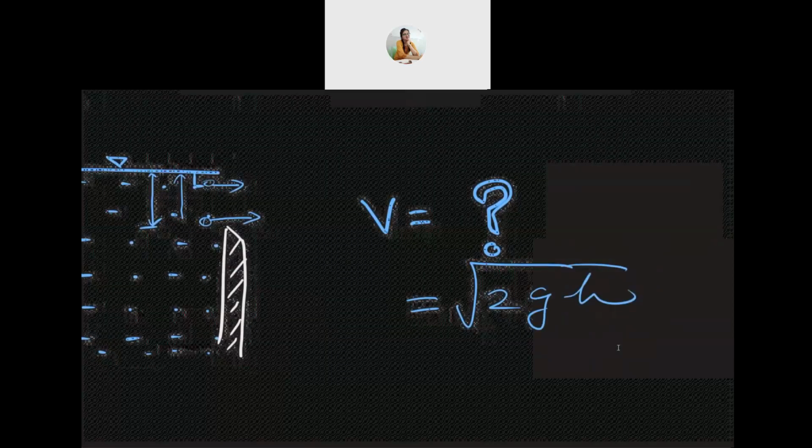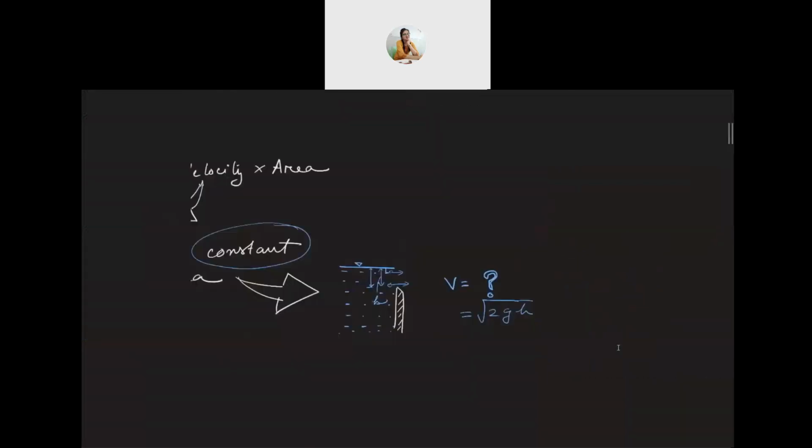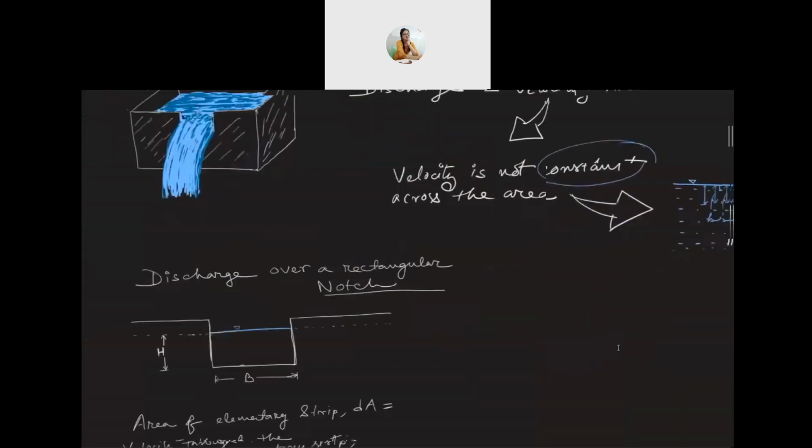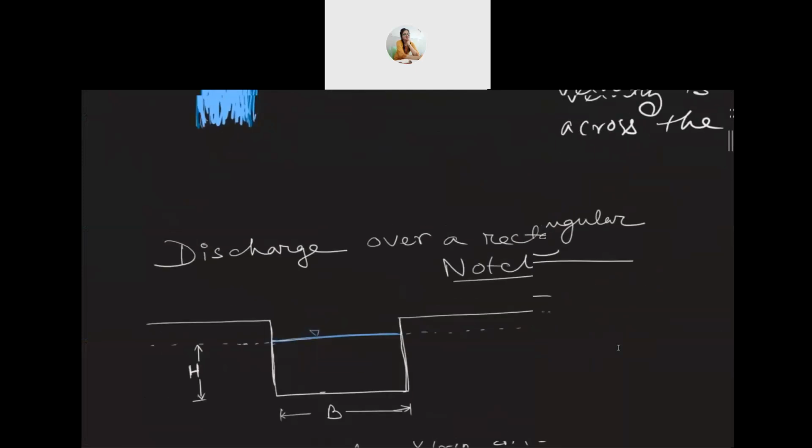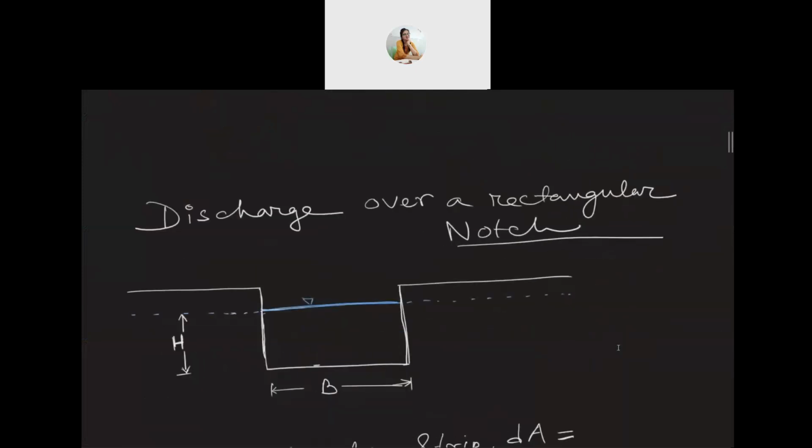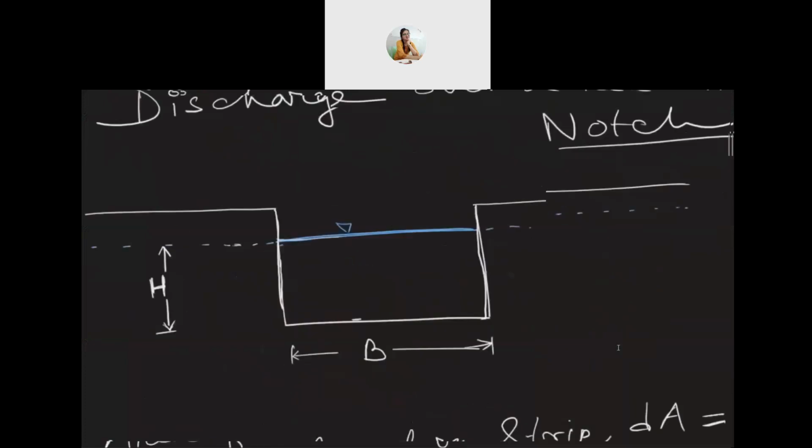Now let us look at the discharge over a rectangular notch. We are looking at the notch from the front, so water will come out of this based on the head. We know that the velocity at different depths will be different. At this point, the velocity will be smaller. At the lowest point, the velocity will be the highest. Therefore, we cannot simply use an average velocity. So let's try to find a proper expression for the discharge.